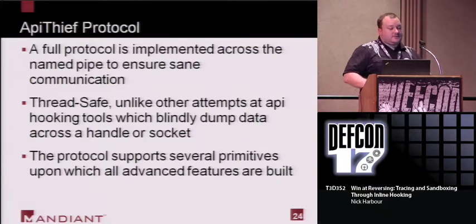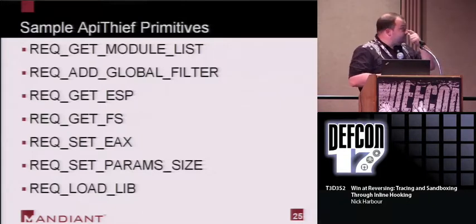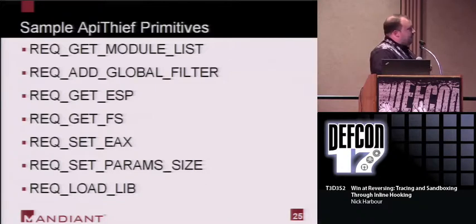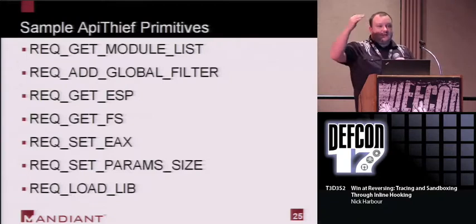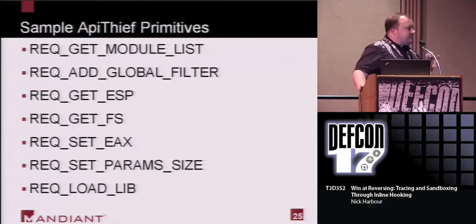The protocol supports a few primitives. These are commands that can be sent to the hooked function to get back data. When a hooked function is called, the GUI can send it a request to get the ESP value, which is the stack pointer. From that, we can figure out what arguments are on the stack and all that jazz. You can also get the FS register, if you're familiar with what that points to, and all the good juicy tidbits you can get once you know the value of that.